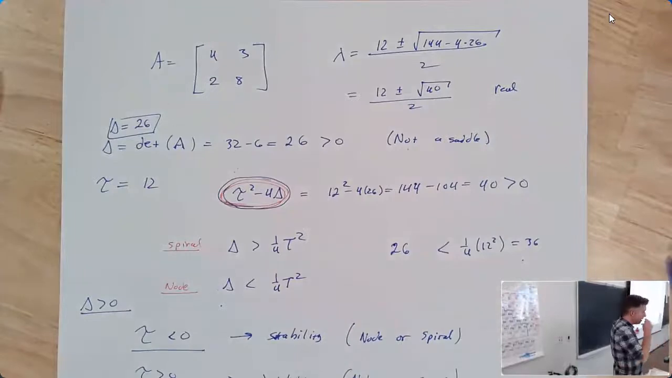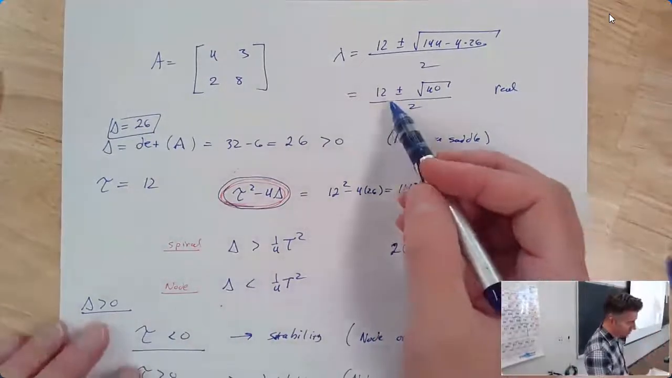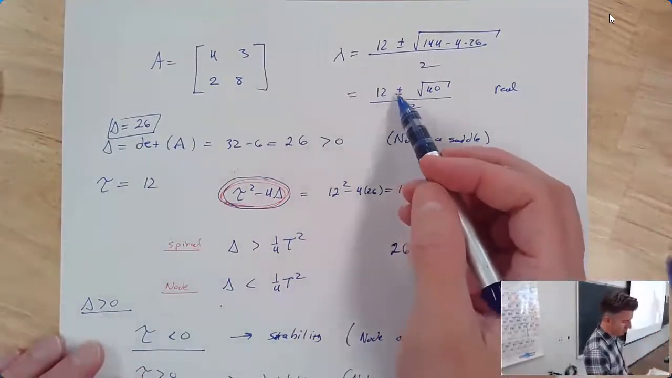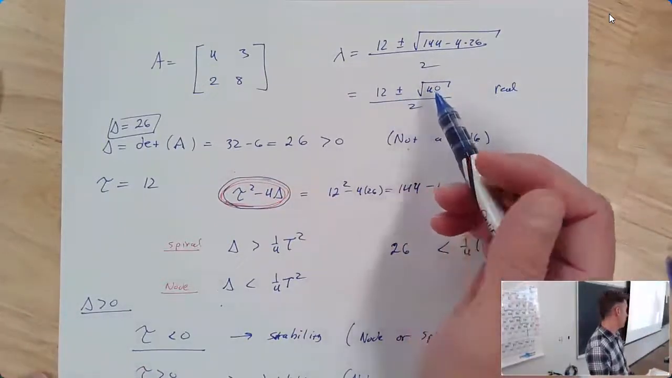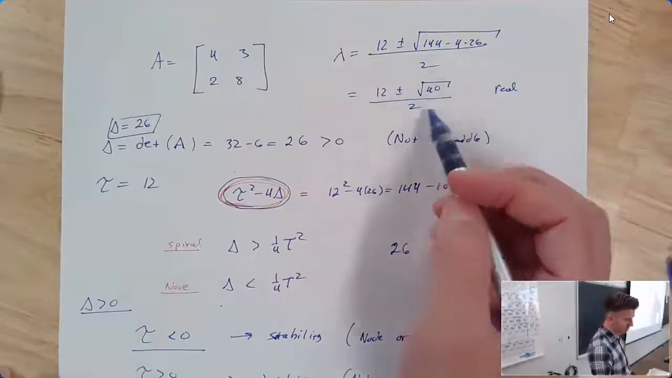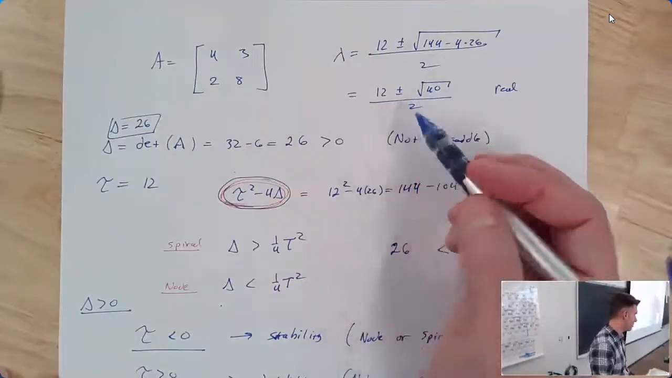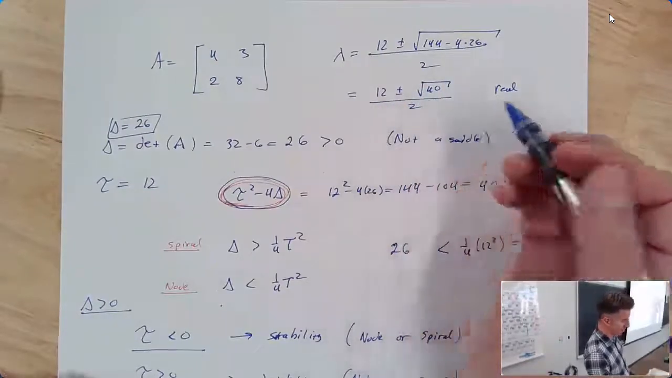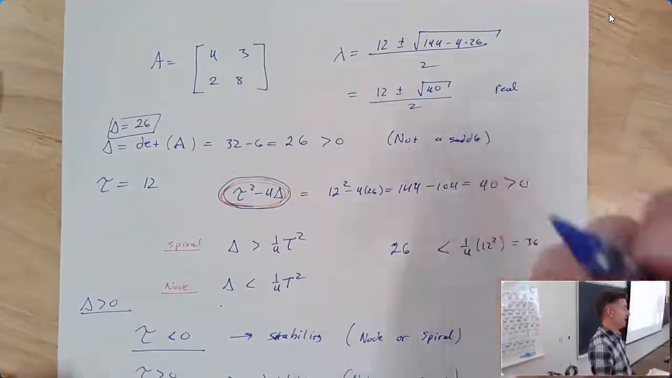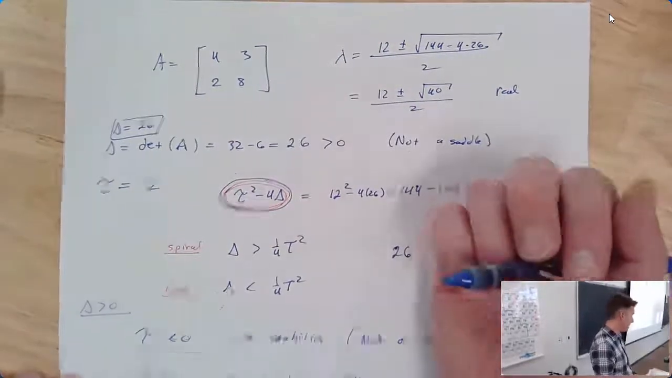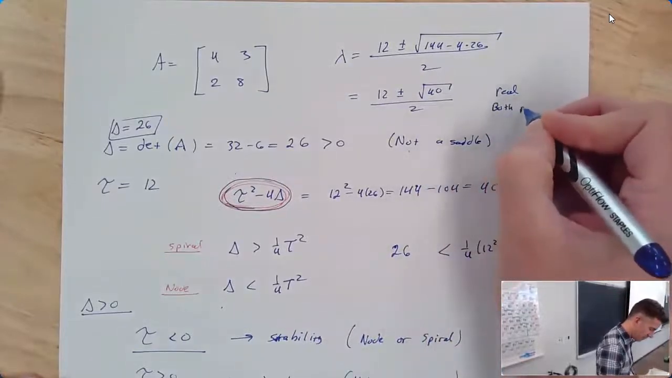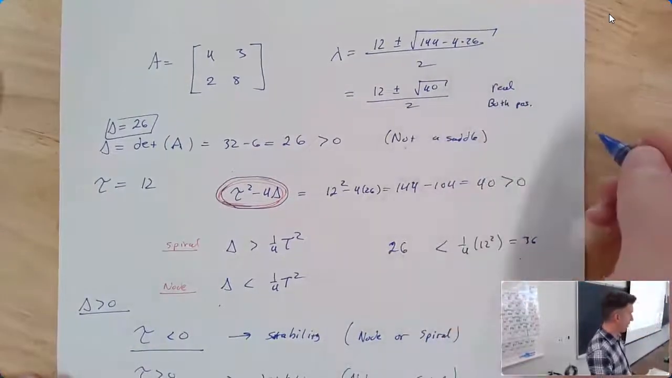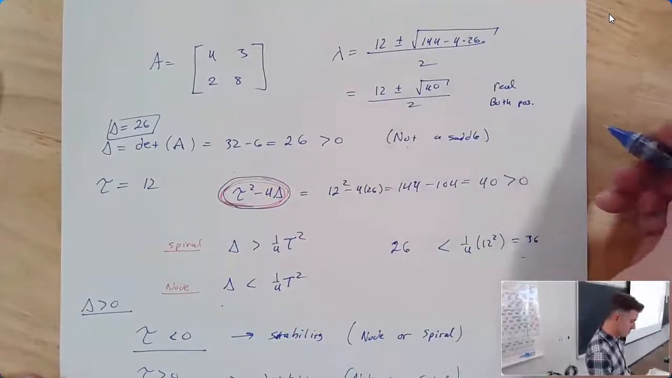They're both positive. Sometimes it's easier, like here it's pretty easy to say to yourself, 12 plus root 40, obviously positive. 12 minus root 40, also fairly easy to say that's positive. It's harder when this number is closer to that number. So that's why I was trying to use a different way of saying I can tell they're both positive because they can't be opposite signs. They're definitely not negative, so they have to both be positive. Real, both positive. And that means that we have an unstable node.